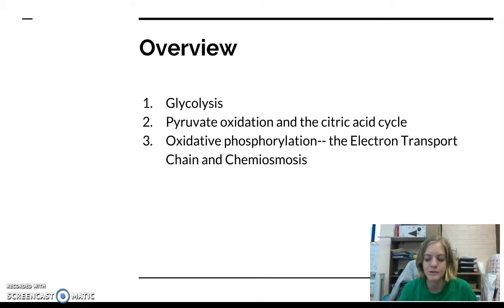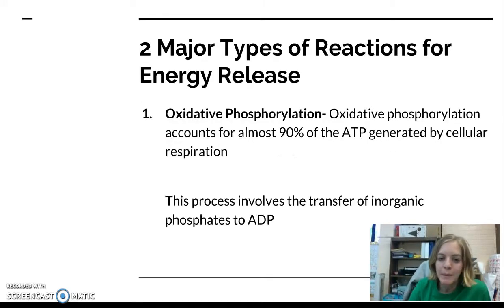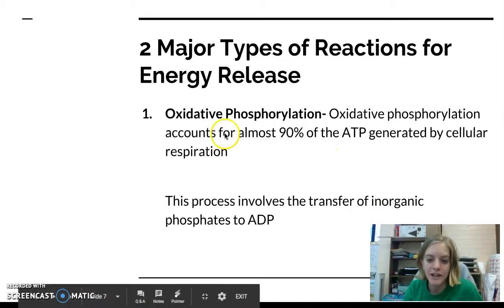but we also have the citric acid cycle as well as oxidative phosphorylation through the electron transport chain. There are two major types of reactions for the release of energy, and both play a role in cellular respiration. The first is known as oxidative phosphorylation, and this is similar to what we learned about yesterday. Oxidative phosphorylation accounts for almost 90% of the ATP that is produced by cellular respiration. So most of the ATP in this process gets produced through oxidative phosphorylation.